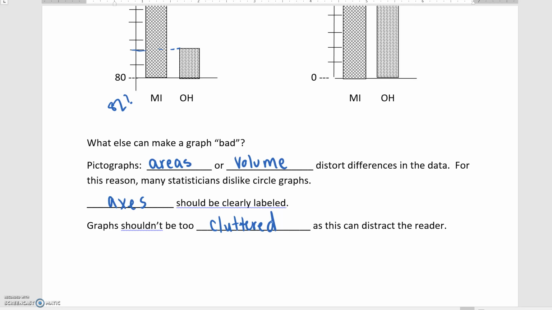Overall, it's important to remember that the reason for statistical graphs is to correctly relay information to the reader. And so graphs should be clear and created so that the person reading them can correctly interpret the data.